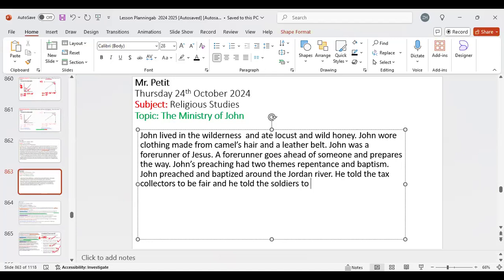Yes. I get 21 out of 21. Very good. And he told the soldiers not to falsely accuse anyone. I got 17. 17 is passing. Oh, okay. Thank you.